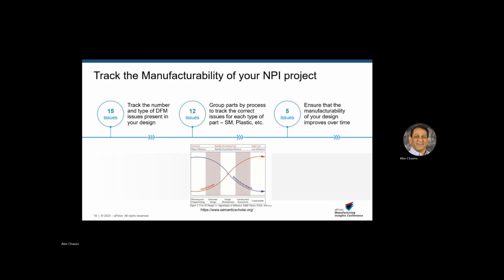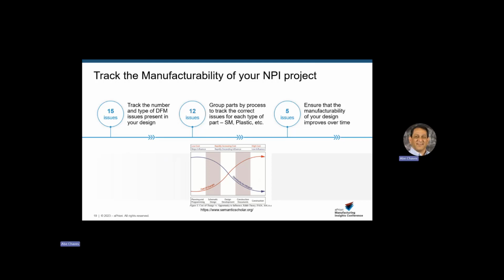So sheet metal parts, machine parts, plastic parts, all will be looked at differently with a different report. So you're going to have a machining DFM issues report, a sheet metal DFM issues report, injection molding DFM issues report, and that's because the manufacturability issues of a plastic part are much different than a sheet metal part. And so that's why you need to run different reports.